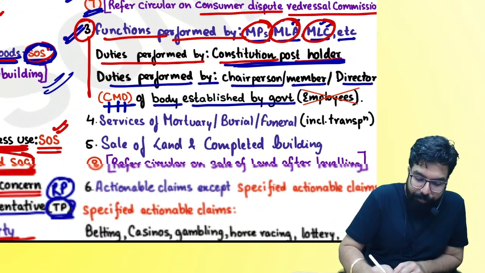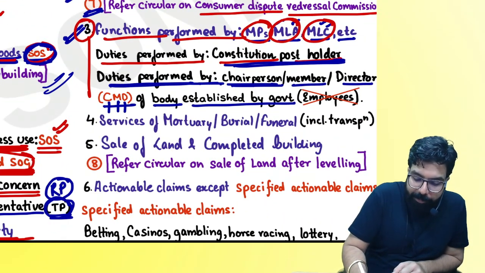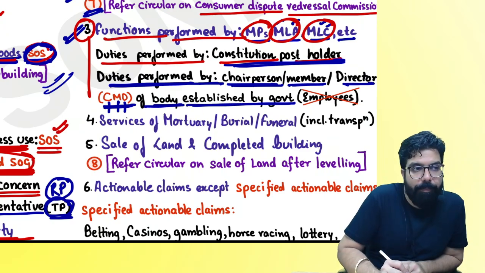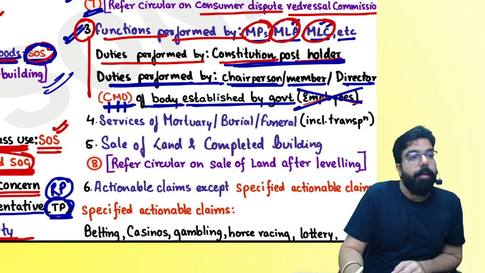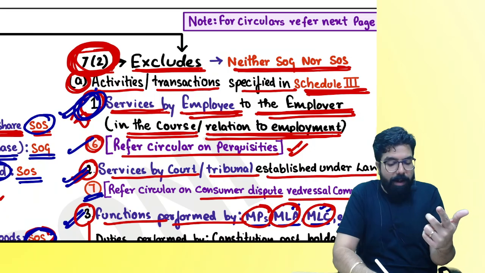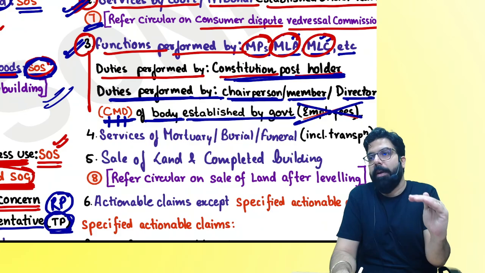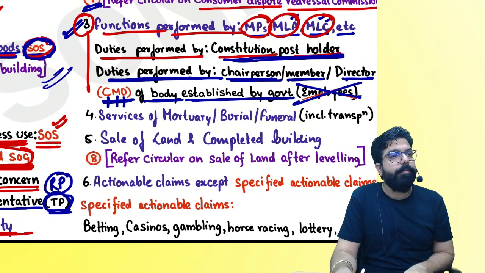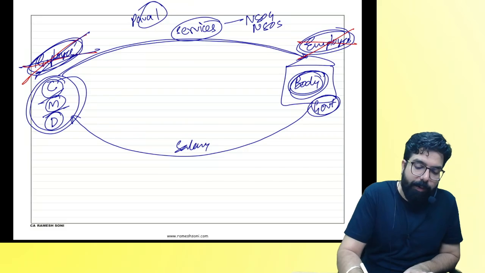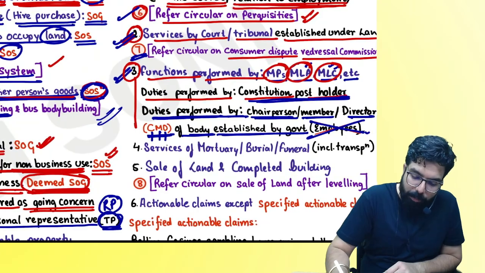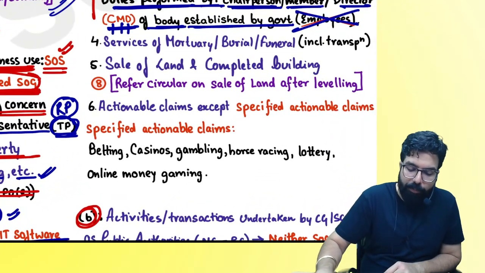See here, everyone. Duties performed by a chairperson, member or director, CMD, of a body which is established by the government, where he is not an employee, because if he is an employee, he will be covered under the first paragraph and his services will be neither supply of goods nor supply of services. If he is not an employee, still his service will be neither supply of goods nor supply of services. Can you read till the third one and tell me we are clear, and then we'll move to the fourth one, everyone.